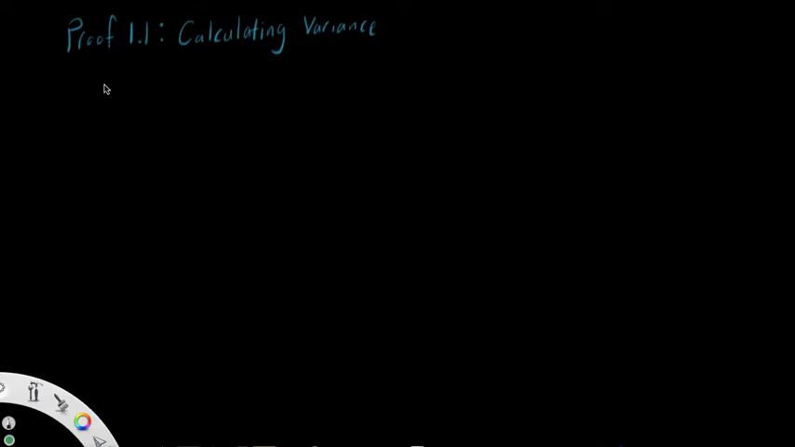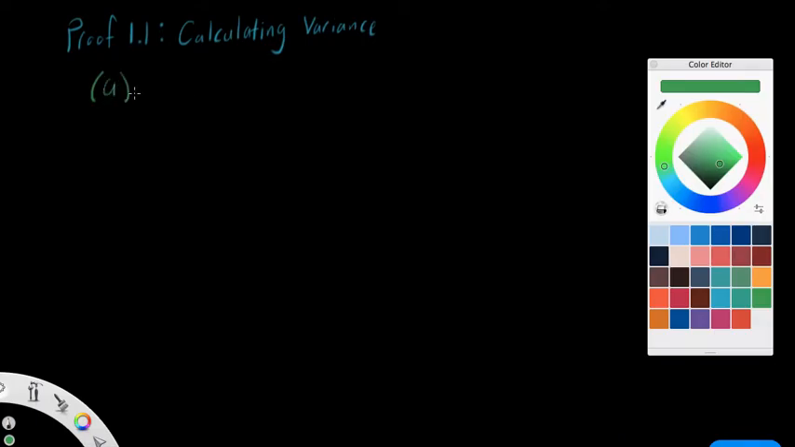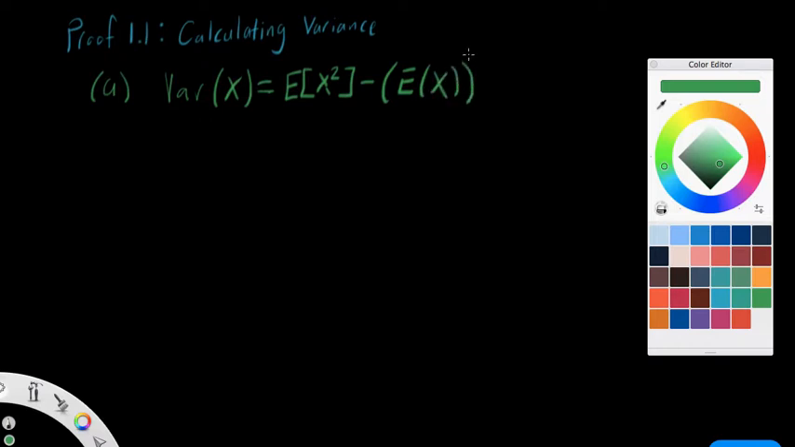So, part A asks us to show that the variance of X is equal to the expected value of X squared, subtract the expected value of X, all squared, after you take the expected value.